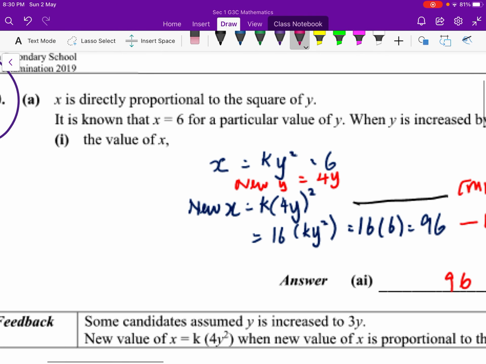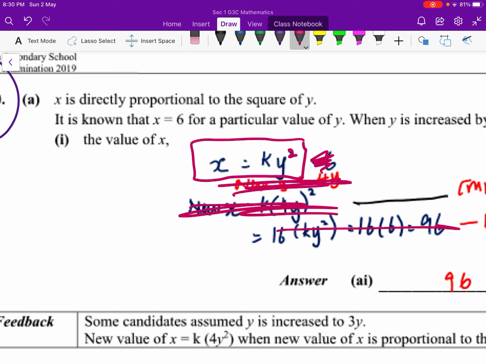Okay, our direct proportion and indirect proportion. So x is directly proportional to the square of y. We can straight away write down our formula: x equals ky squared. Then they tell us that x equals 6 for a particular value of y. Okay, so we can ignore this presentation. X equals 6, so an old x value of 6 equals k times an old value of y, which we square.